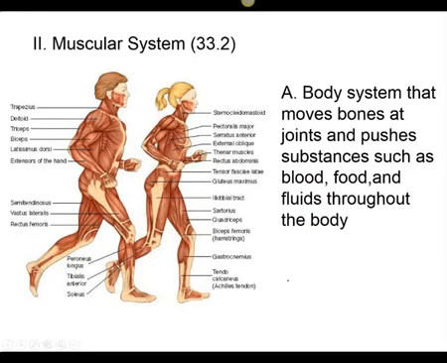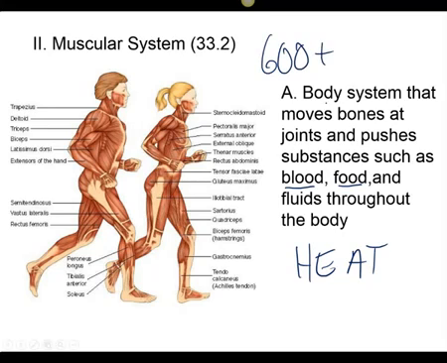Muscular system. Moving on. So the muscular system actually has more than just the function of movement. It also allows us to push food throughout our body because of the smooth muscle. It also opens our blood vessels, dilates them, and constricts them. It also generates heat. We have over 600 muscles.